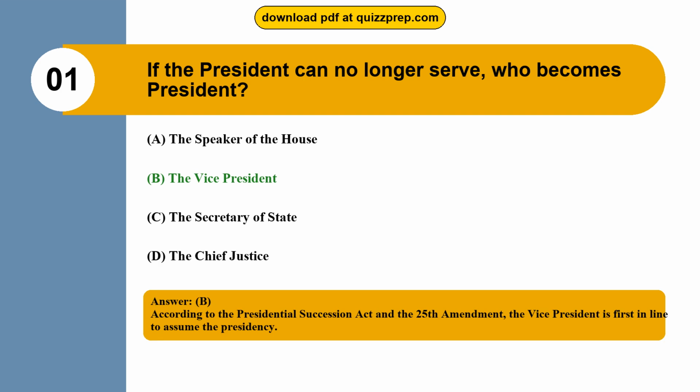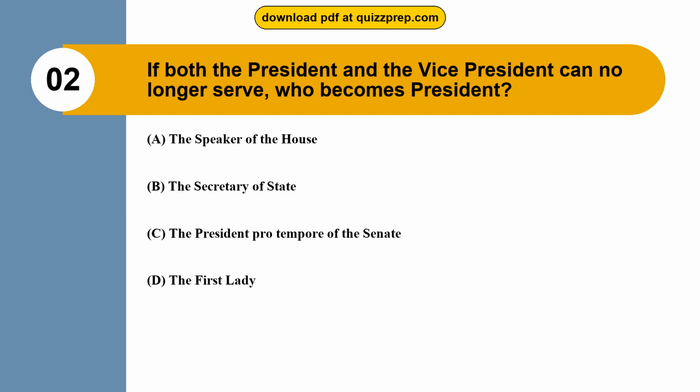According to the Presidential Succession Act and the 25th Amendment, the Vice President is first in line to assume the presidency. Question 2. If both the President and the Vice President can no longer serve, who becomes President? Option A, the Speaker of the House. Option B, the Secretary of State. Option C, the President pro tempore of the Senate. Option D, the First Lady. The correct answer is option A, the Speaker of the House.